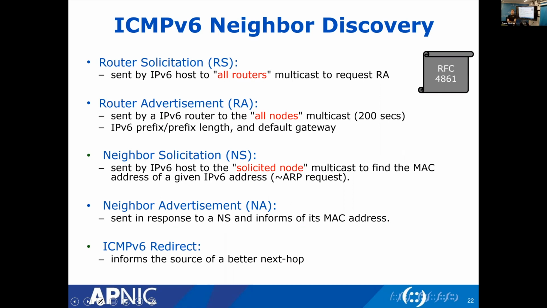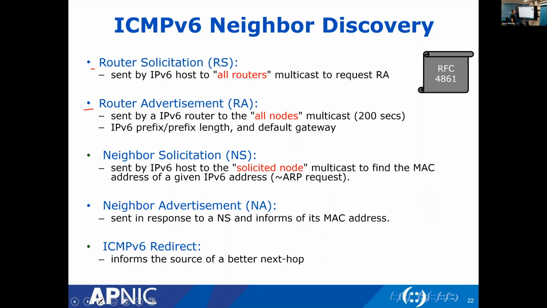So, how do I know who's on my network segments? We have this thing called neighbor discovery, which we use hand in hand with our multicast groups. So we have a router solicitation. So that's any host on the network talking out to that all routers multicast group to say, hey, who are my routers? And you'll request that router advertisement.